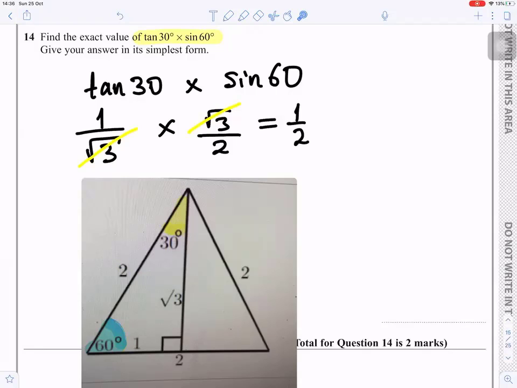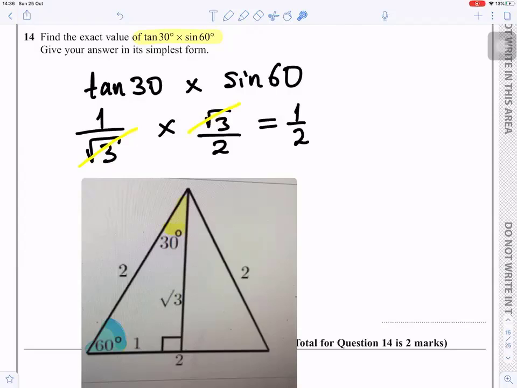Once you get those values, you multiply them together. The root 3 and the root 3 would cancel. So you just have 1 times 1 at the top, it gives you 1. And 1 times 2 at the bottom, it gives you 2. So it gives you an answer half, 0.5.